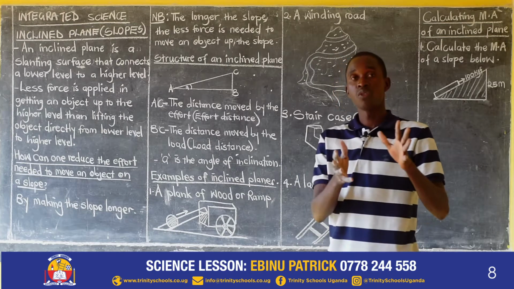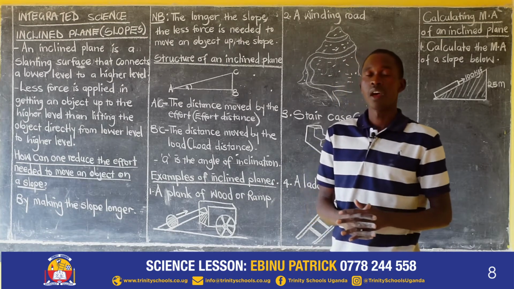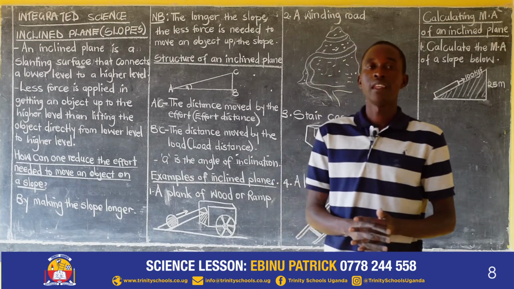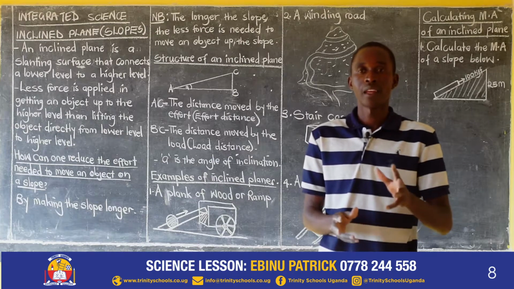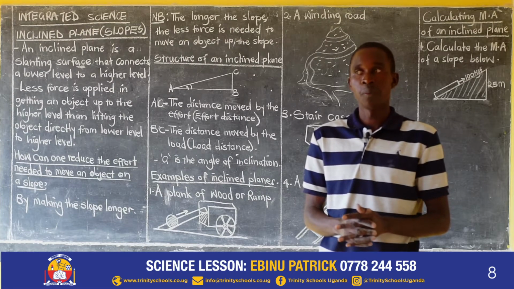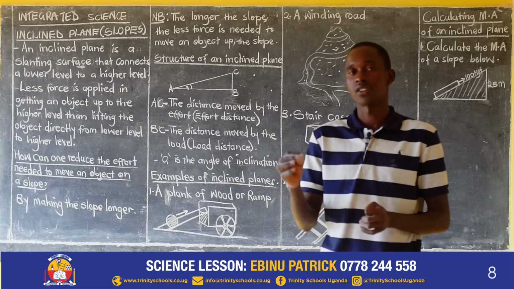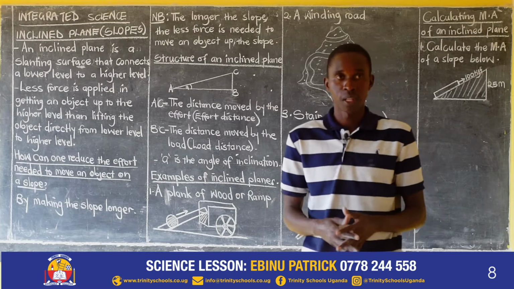At this time, we are going to pick another group of simple machines, the second group, and we are talking about inclined planes. An inclined plane can also be called a slope. When you meet the word, maybe when an examiner is saying, define the term a slope, it is the same as define the term an inclined plane.